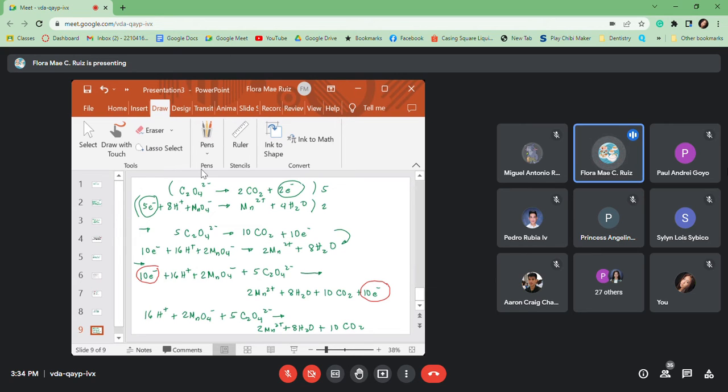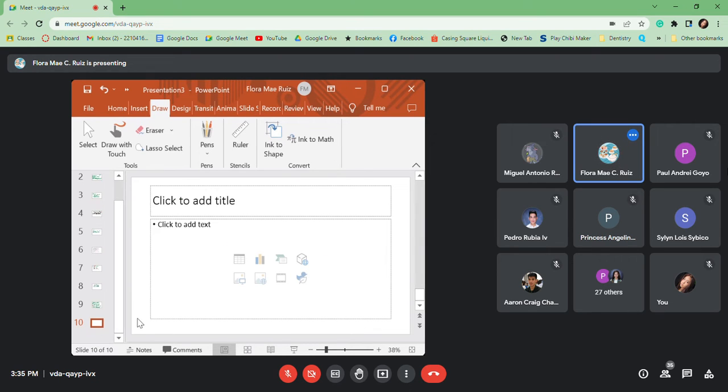So if you are going to check, how many H are there? You have 16. 8 times 2, that is 16. For manganese, you have 2 Mn. You have also 2 Mn here. Oxygen, 2 times 4 is 8 oxygen plus 4 times 5, 20. If you count also here, that would also amount to 20. And 5 C2, 5 times 2, 10. Okay, so that is your final balanced redox reaction.